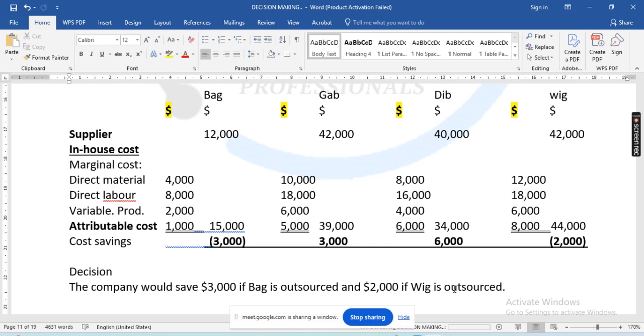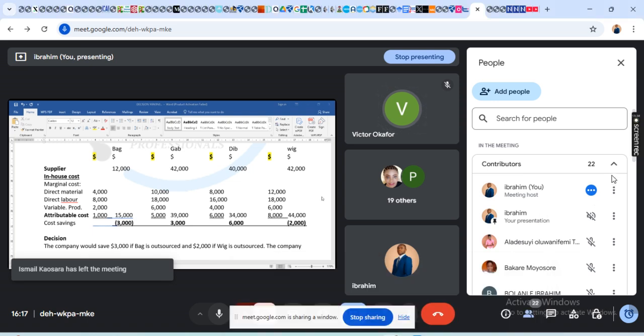right? So if they have the spare capacity, then they have enough capacity. Let me put it that way. And also, okay, let me just leave it like that. Wig is outsourced. Okay, therefore, the other one is the company. The company, who is that first? Let me make this person see.